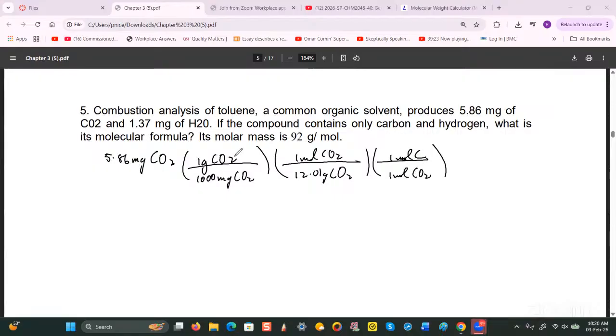So in terms of unit cancellations, Professor, would it be 12.01, or would it be 44.01? 44.01, thank you. Yes, 44.01 grams.